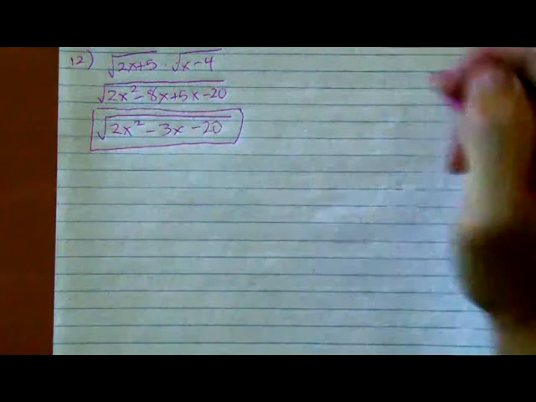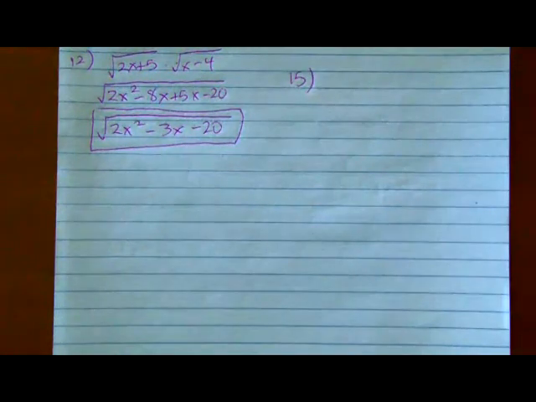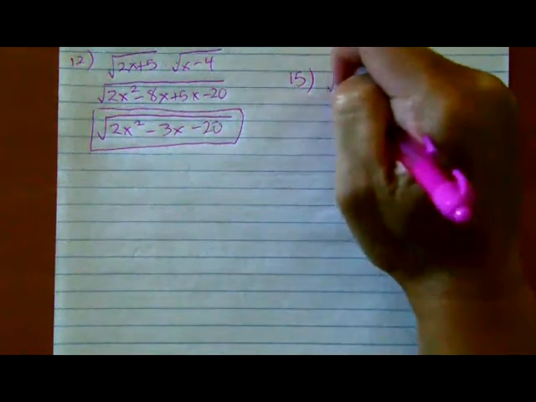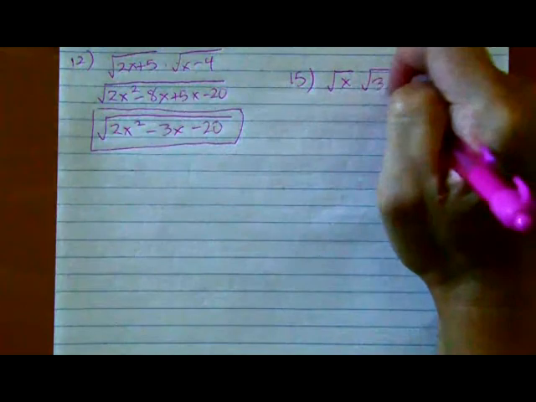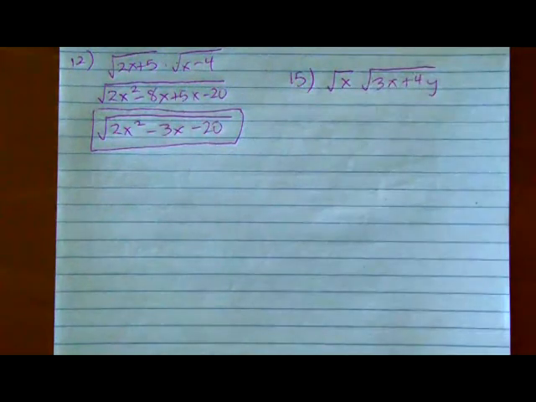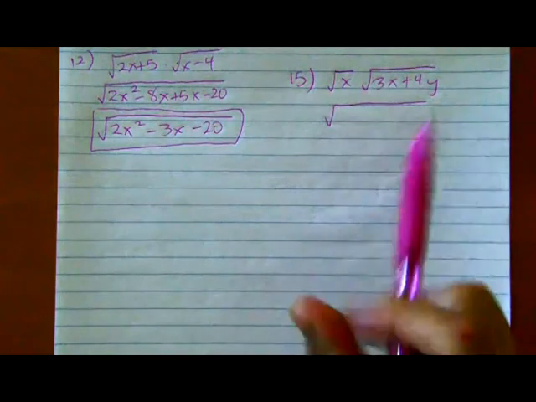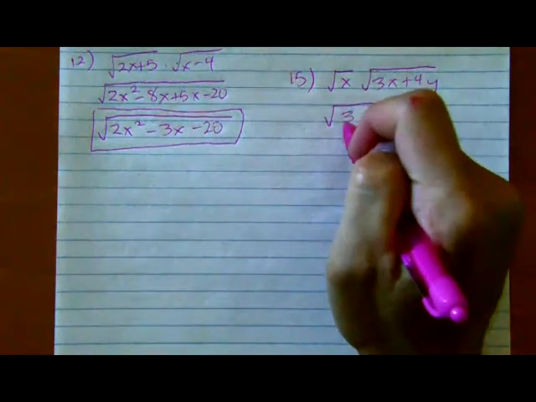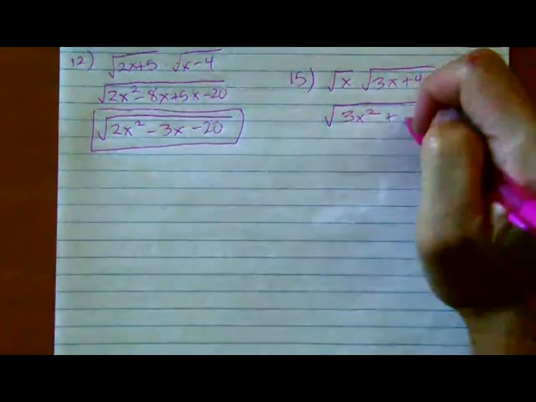Number 15. Square root of x times the square root of 3x plus 4y. We're going to distribute the x to both terms. X times 3x is 3x to the second. X times 4y is 4xy.